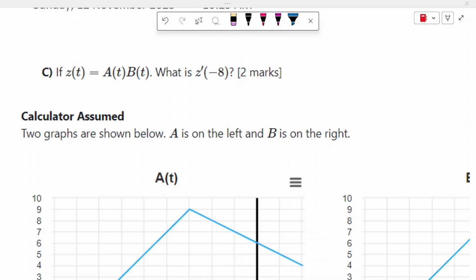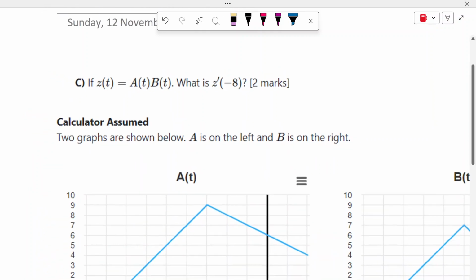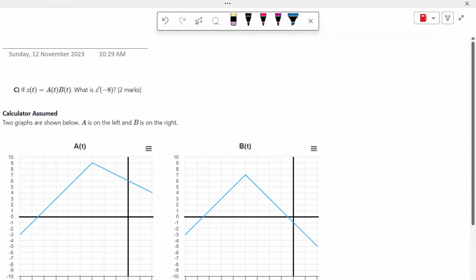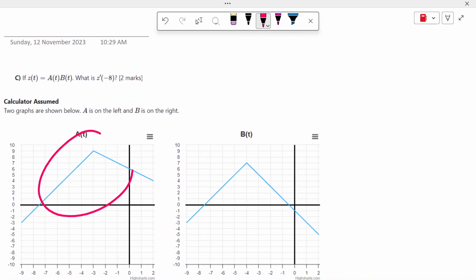Okay, so this is asking us what is this function, z, if we multiply our a's and our b's together. That is, if we multiply the stuff that makes up the a by the stuff that makes up the b, can you find us the gradient? So what everyone will do is they'll go to -8. They will find the gradient at -8, and then they'll just multiply it together. Or you'll find the value at -8.